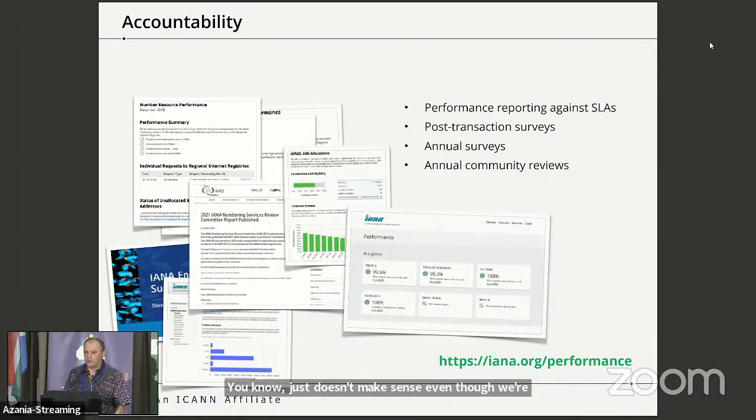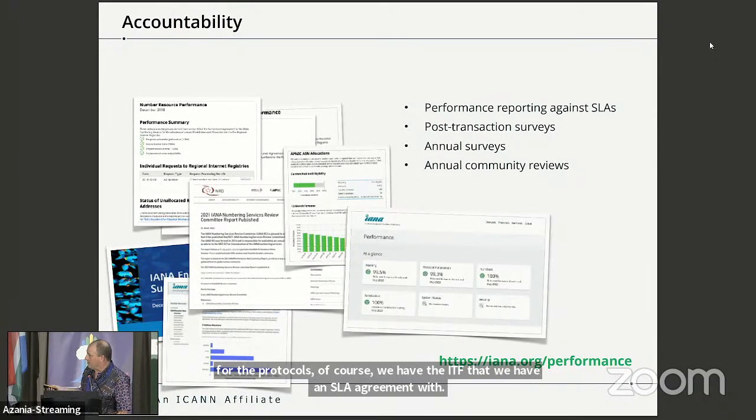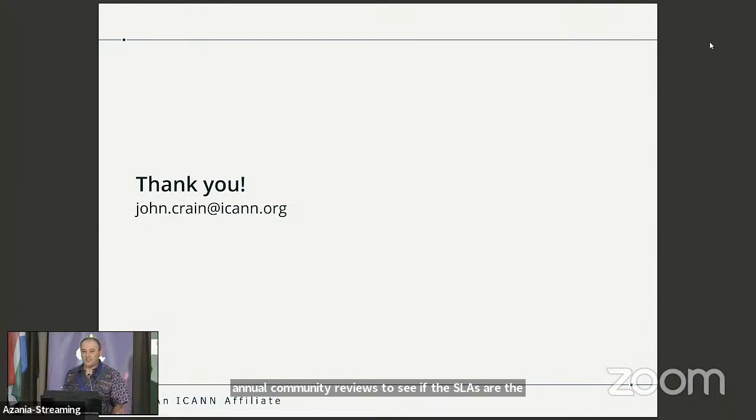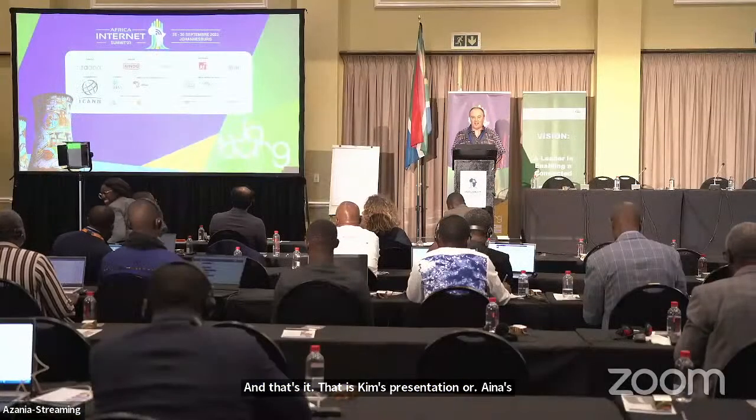And for the protocols, of course, we have the IETF that we have an SLA agreement with. We have regular reports to them, and then we have these annual community reviews to see if the SLAs are the right ones for purpose. And that's it. That is Kim's presentation, or IANA's presentation. So that is the IANA in a nutshell.